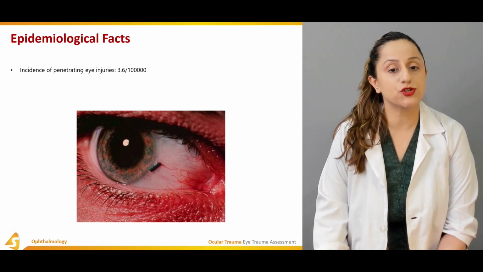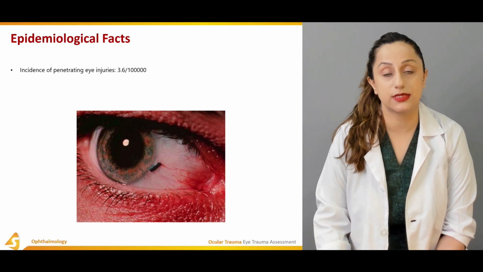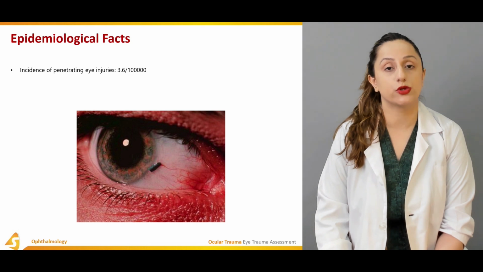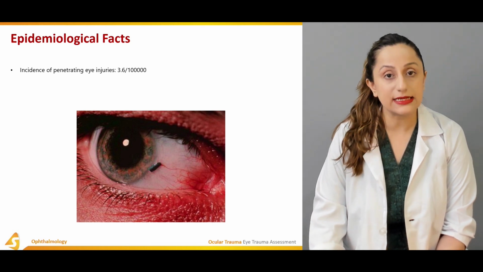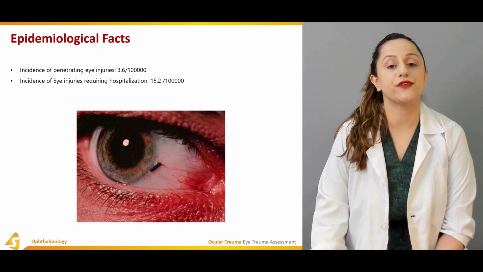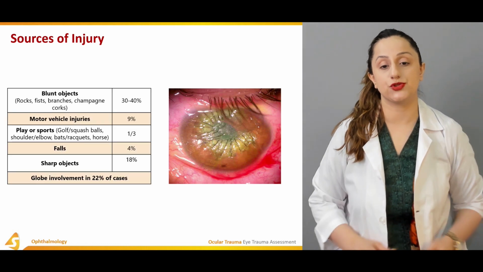The incidence of penetrating eye injuries is almost 3.6 per 100,000 injuries that occur to the person or to the eye. So it's quite a high rate. The incidence of eye injuries requiring hospitalization is almost 5.2 per 100,000, and then we have the sources of injuries.